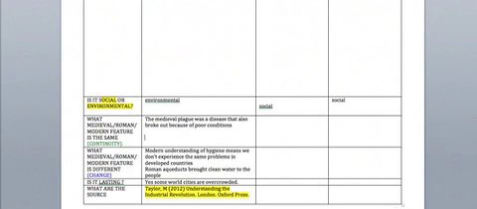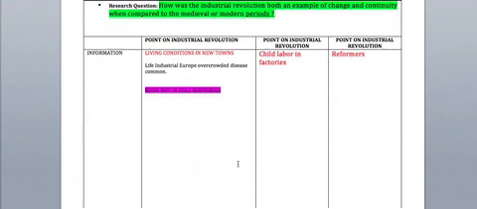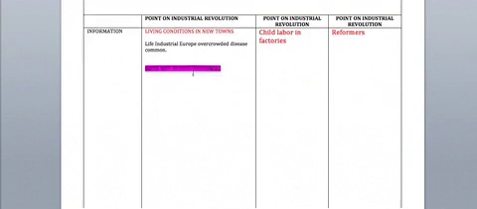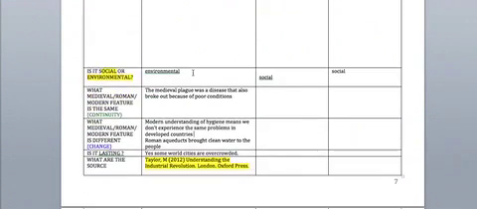Now, in the different one, I'm comparing it to the modern feature. Okay? Now, it says modern understanding of hygiene means that we don't experience the same problems in developed countries. And this is the opposite of the disease that I found in the Industrial Revolution, in that time.